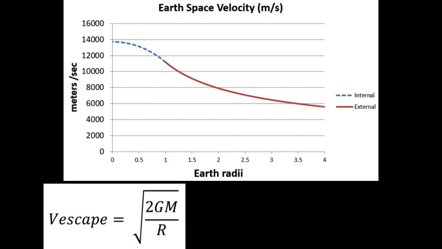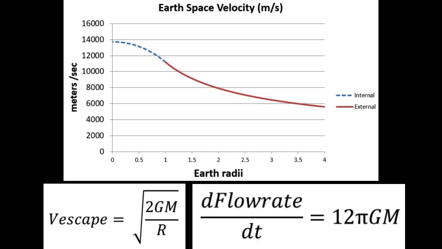Remember, the external velocity of space which worked in all those problems was the escape velocity. And in the escape velocity, the speed of space is proportional to 1 over the square root of r. And from this we found that in order for that flow speed to be true, the flow rate, which is area times speed, the d flow rate/dt had to be a constant, 12 pi GM.